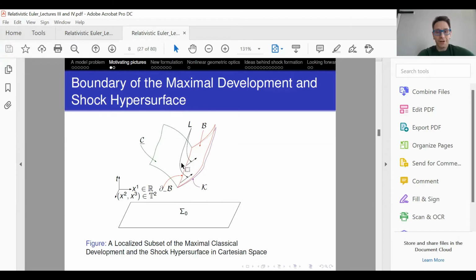When you construct the weak solution, it will agree with the classical solution up to K, but then the solution will jump across K, and you will get a weak solution that disagrees. So in between K and B, you will have two solutions that disagree with each other, the weak one and the classical one. So you might say, why do I care about the maximal classical development if this little piece is not even going to be part of the weak solution at the end of the day?